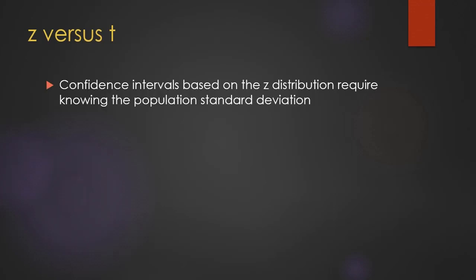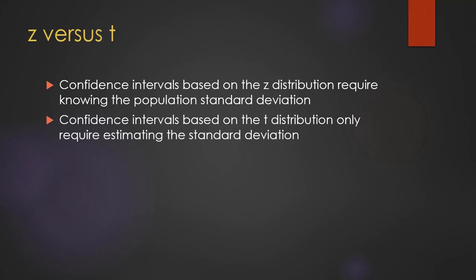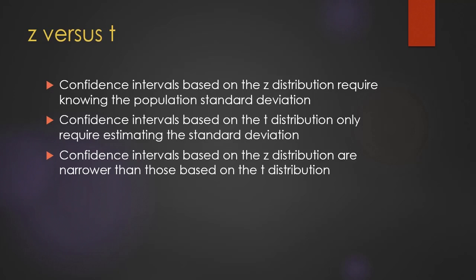Confidence intervals based on the z or standard normal distribution require knowing the population standard deviation. Confidence intervals based on the t-distribution only require estimating the standard deviation. So that is what we're going to end up doing most of the time because we don't know the population standard deviation. But there's a consequence to this. Confidence intervals based on the z-distribution where we have more knowledge are narrower than those based on the t-distribution where we're giving up some knowledge and we're needing to estimate the standard deviation.